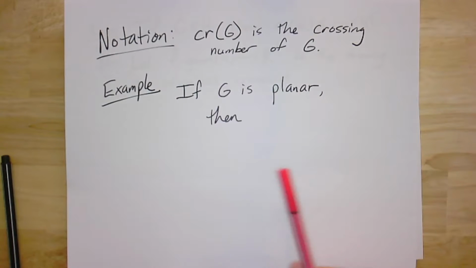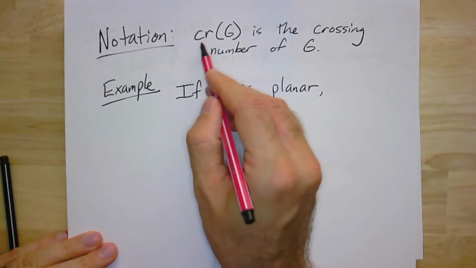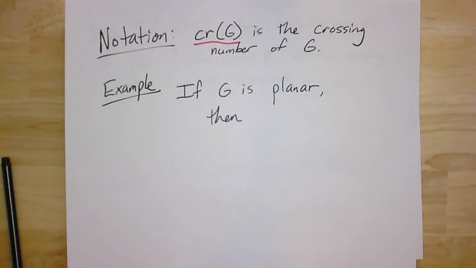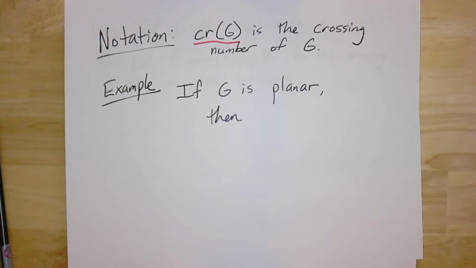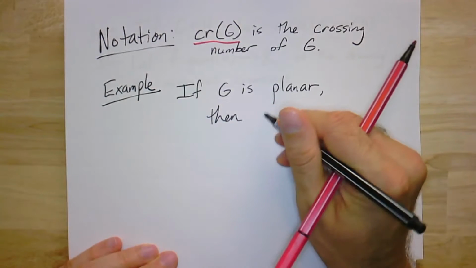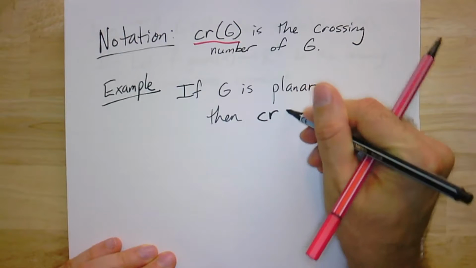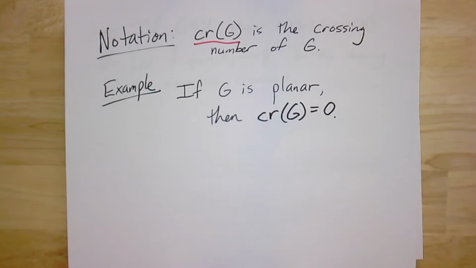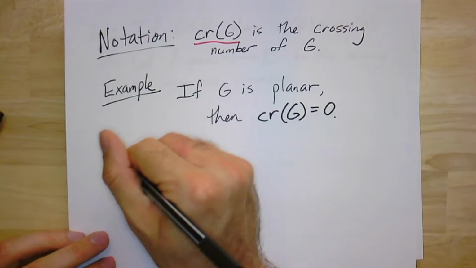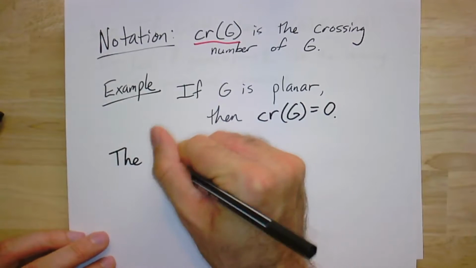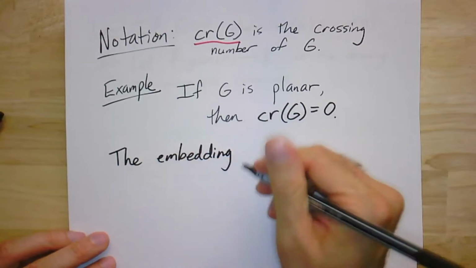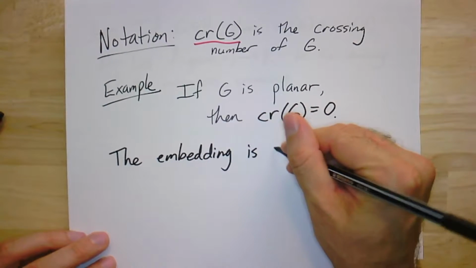So we'll use the following notation. We'll say that the crossing number of G, we'll denote it here as CR of G. And let's just write down something that's hopefully obvious at this point, which is that the crossing number of G for a planar graph is equal to 0. To check that this is true, we observe that the embedding, the planar embedding, not just a drawing because it's planar, there exists an embedding, is non-degenerate.